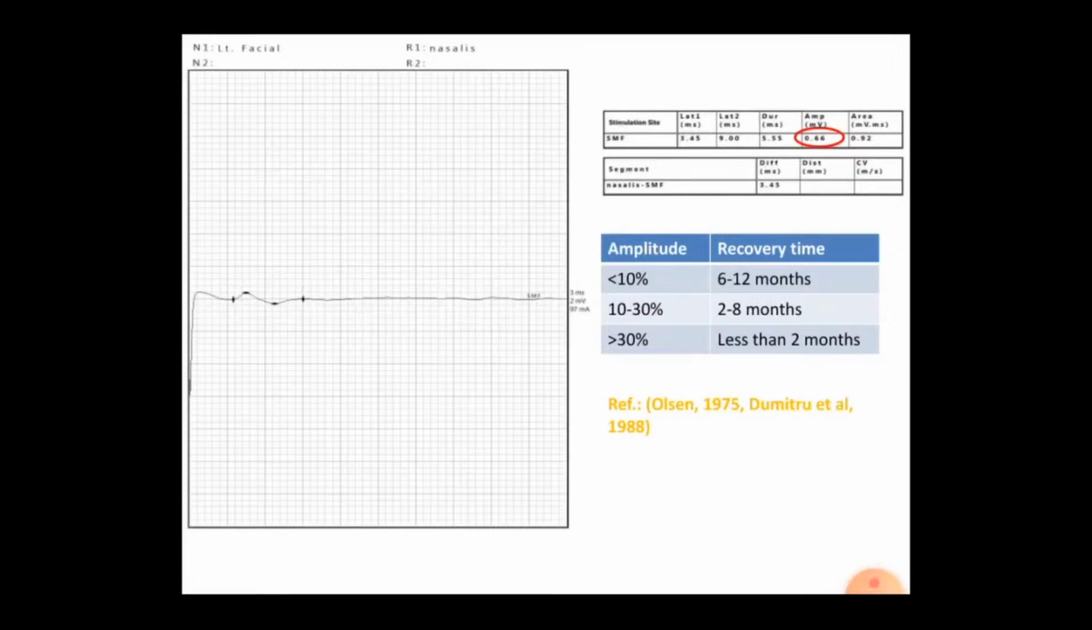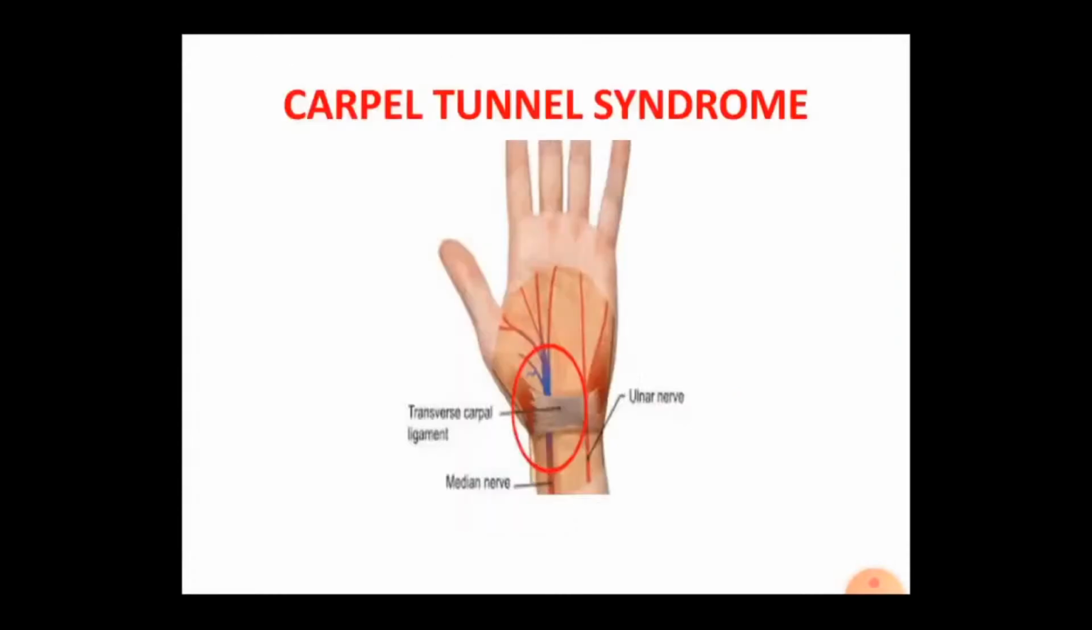Okay, in this also we have a classification. If the amplitude is less than 10%, recovery may happen within 6 to 12 months. If the amplitude is 10 to 30%, recovery may take 2 to 8 months. And if the amplitude is more than 30% but less than 50% as compared to the normal side, the recovery will be very good, and you will have recovery in less than 2 months.